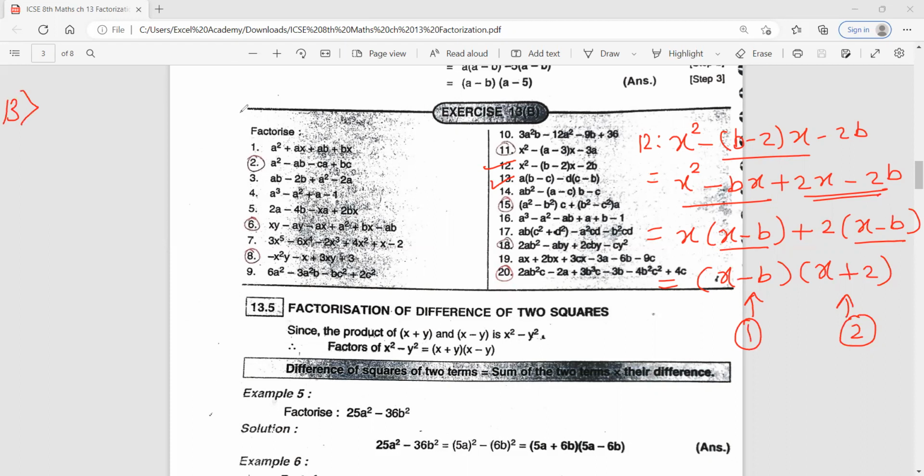Do 13th: a into bracket b minus c minus d into bracket c minus b. Okay, same thing. You have to open the brackets. What do you get? AB minus AC minus DC plus, minus minus plus, BD or DB, same thing. Now, don't take a common. You are not going to get anything. So my question to you is, do we really have to open the brackets?